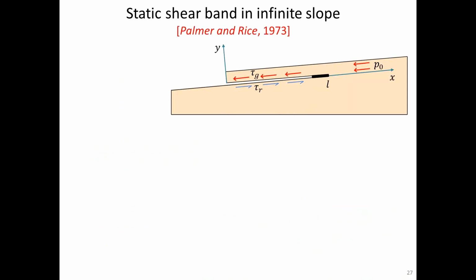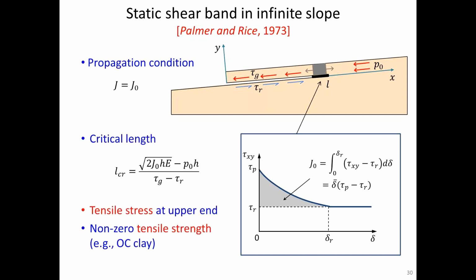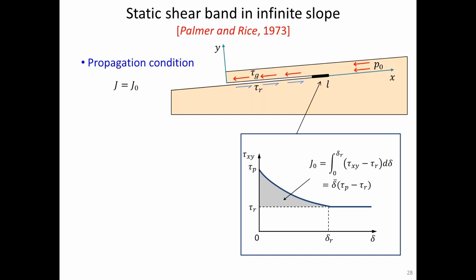The idea of a small initial weak zone and its propagation, or the propagation of the shear band in the slope, was first suggested by Palmer and Rice in 1973. This was probably the first model. In this model, they used fracture mechanics theory and calculated a fracture energy at the tip from this plot. They then set the fracture propagation condition: when the energy surplus of the slope is bigger than this fracture energy, the fracture, or shear band, will propagate.